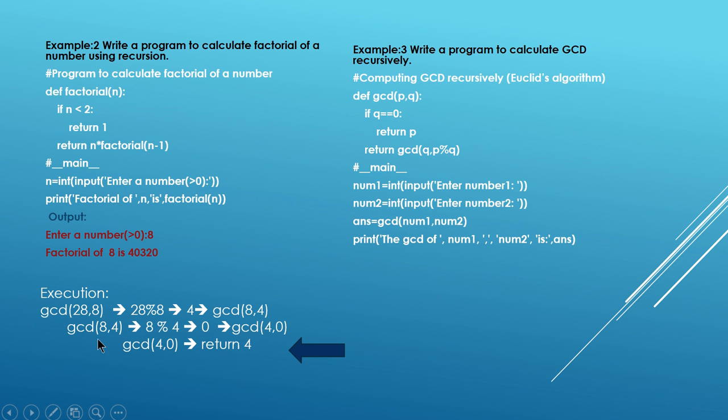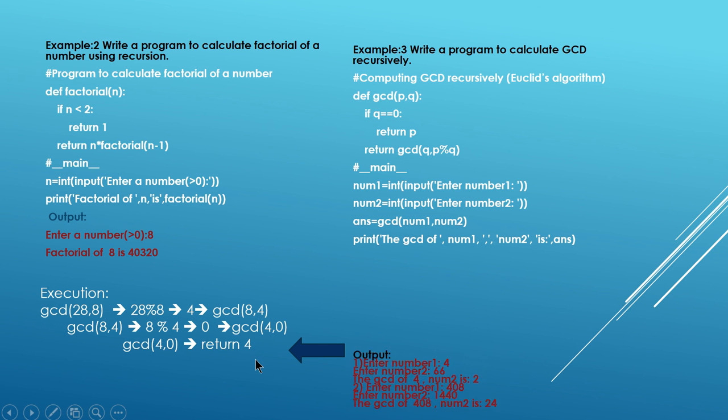When you call this function, is the q value 0? No, again. So again you calculate p modulo q. 8 modulo 4 gives you the result 0. So it is GCD of q comma p modulo q, which is GCD of 4 comma 0. Now in GCD of 4 comma 0, the q value is 0. So what is the GCD? It is 4. That is the answer.